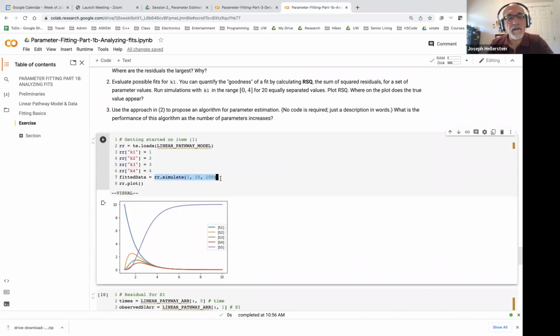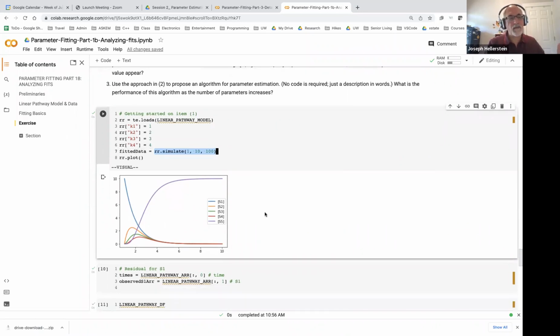What's going on here? Someone else want to offer? You're simulating from 1 to 10 and taking 100 points. Exactly. So I've used those guesses for the parameter values, and then I've got some fitted data. Now I've got fitted data, and I can look at it. Again, I highly recommend looking at it. Here's what it looks like. Now I want to calculate residuals.